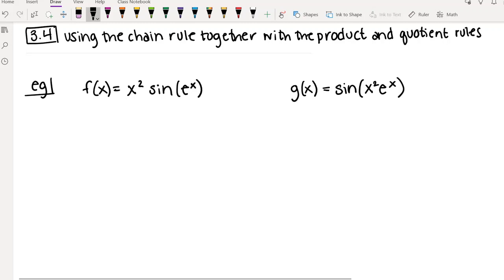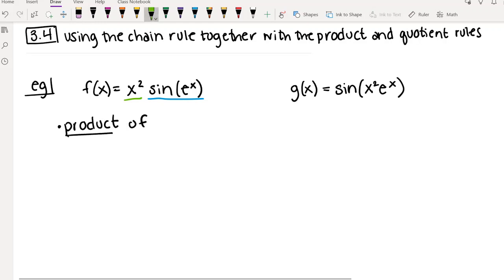So what I like to think about with functions and trying to figure out what derivative rules, I like to use this kind of idea of zooming out and thinking about big picture, what type of thing is going on in the function. So kind of on the outermost level, what is happening in this function. So if we look at the first function, f of x, this function is a product of two different functions, right? So we have x squared and we have sine of e to the x.